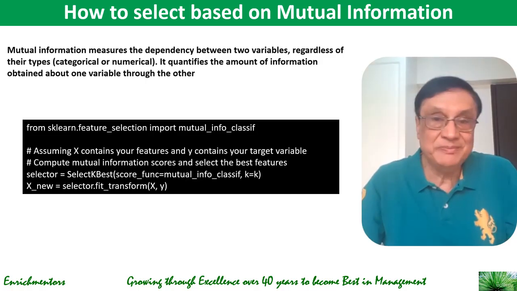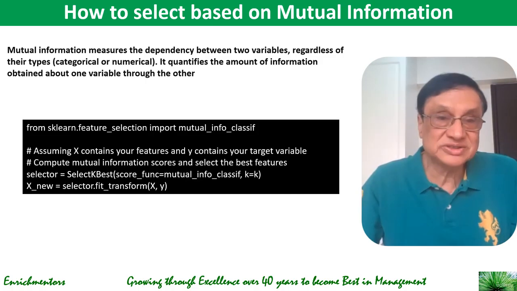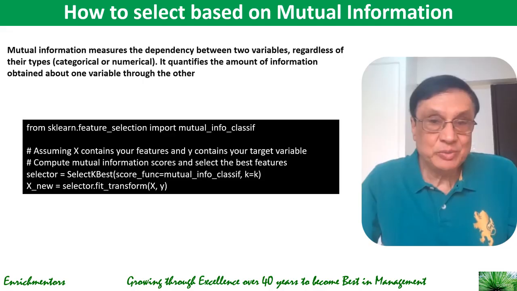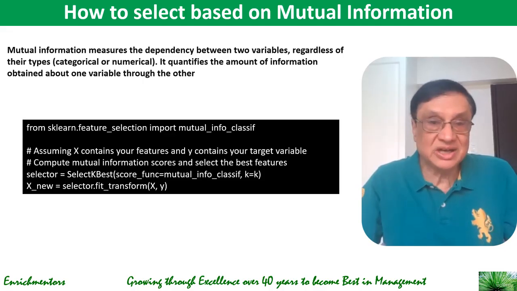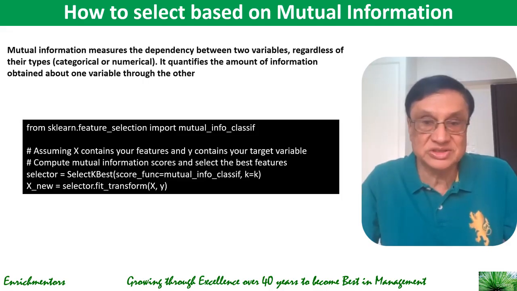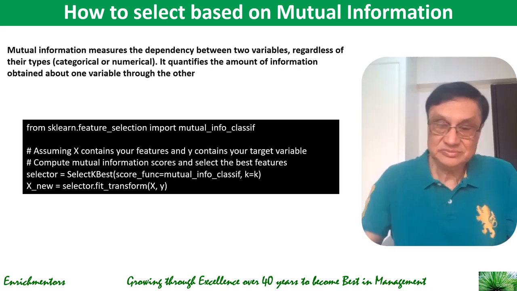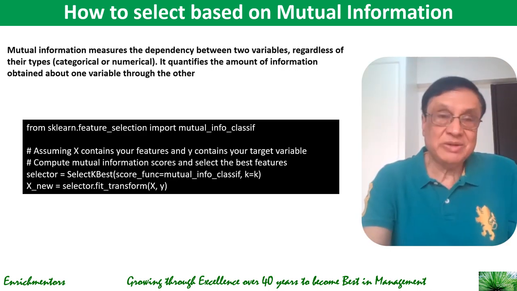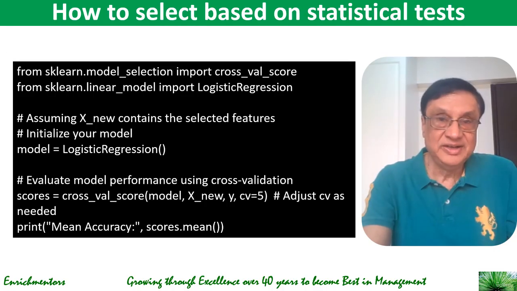You see the program commands written here for scikit again in sklearn. You import mutual_info_classif, and again Y contains the target variable, X contains your variables or features, and you compute mutual information scores and then select the best features. And you use these commands. You can come back and look at these commands for your use later on, by downloading the PDF file.